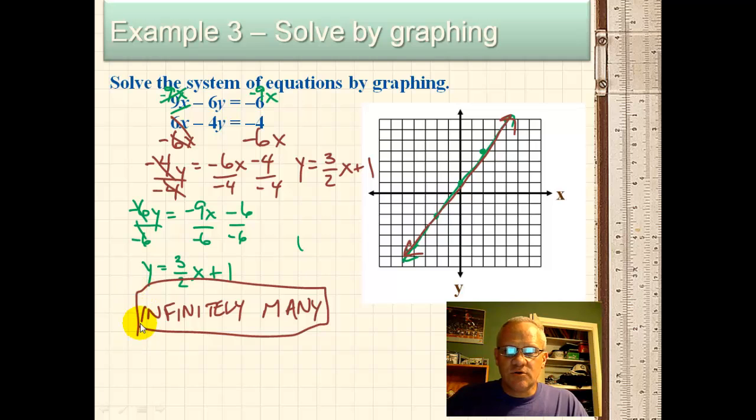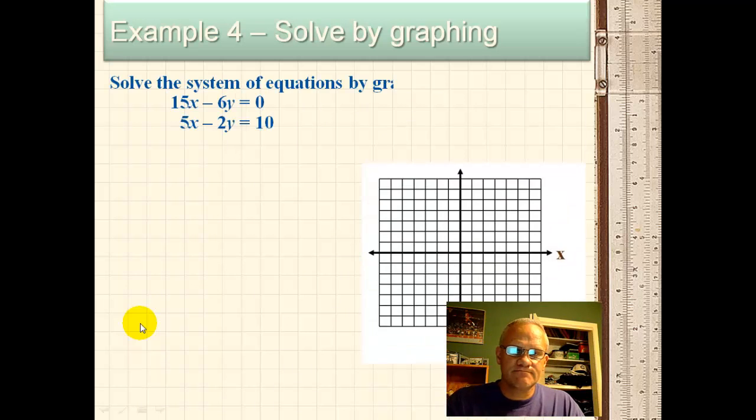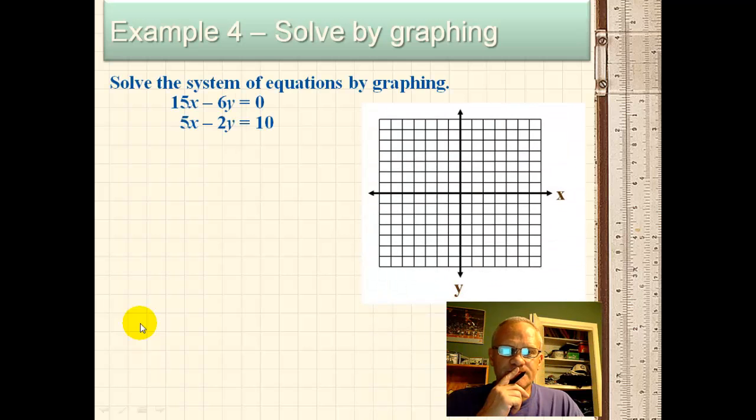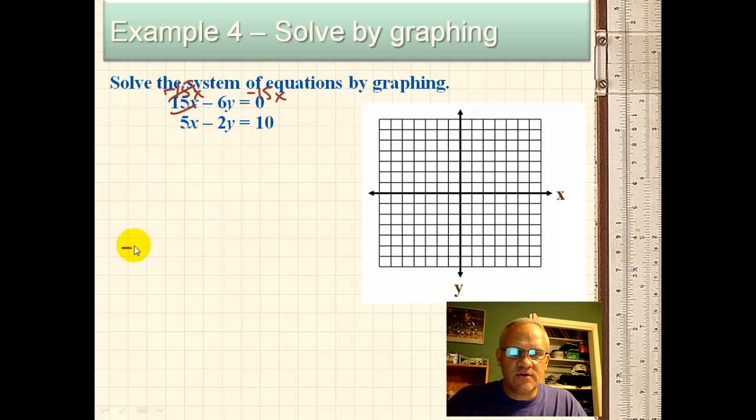Okay? So if you get the same line, it's infinitely many solutions because it crosses in a whole bunch of different places. All right, how about this one? What's the first thing to do? Subtract 15x, just like we did before. These cancel. What do I have now? I have negative 6y equals negative 15x.